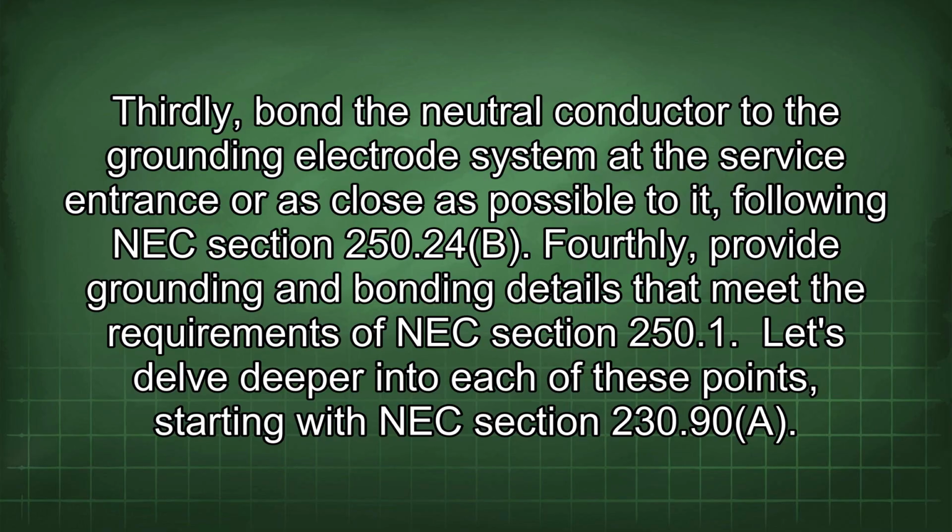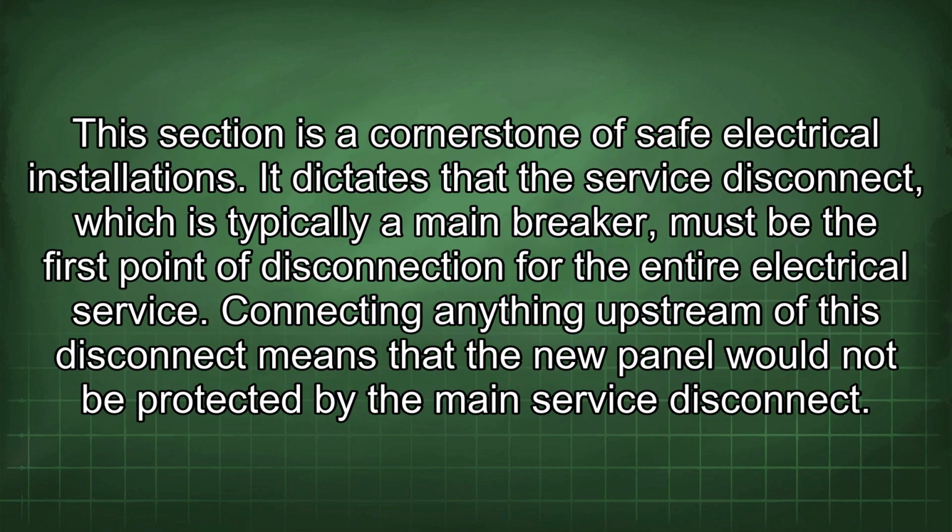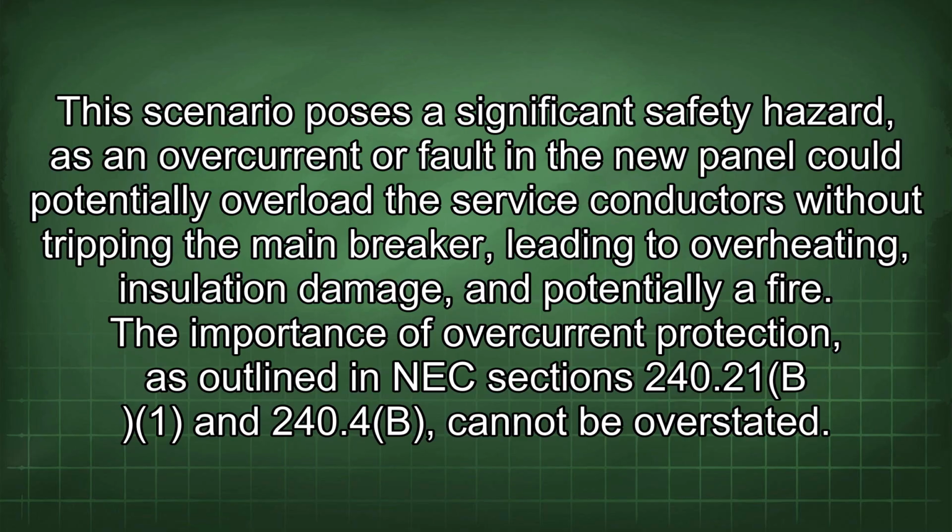Let's delve deeper into each of these points, starting with NEC section 230.90(a). This section is a cornerstone of safe electrical installations. It dictates that the service disconnect, which is typically a main breaker, must be the first point of disconnection for the entire electrical service. Connecting anything upstream of this disconnect means that the new panel would not be protected by the main service disconnect. This scenario poses a significant safety hazard, as an overcurrent or fault in the new panel could potentially overload the service conductors without tripping the main breaker, leading to overheating, insulation damage, and potentially a fire.